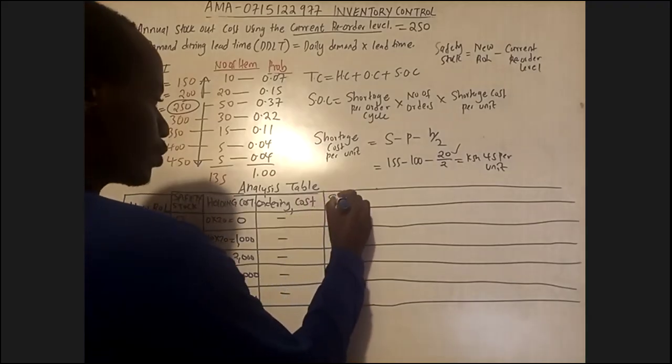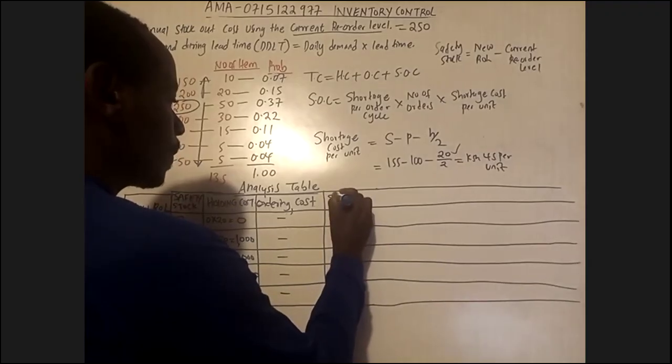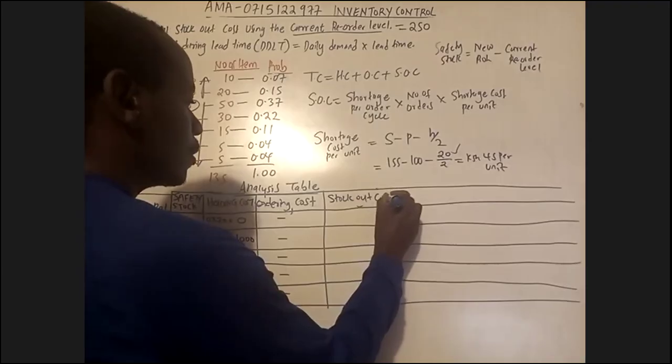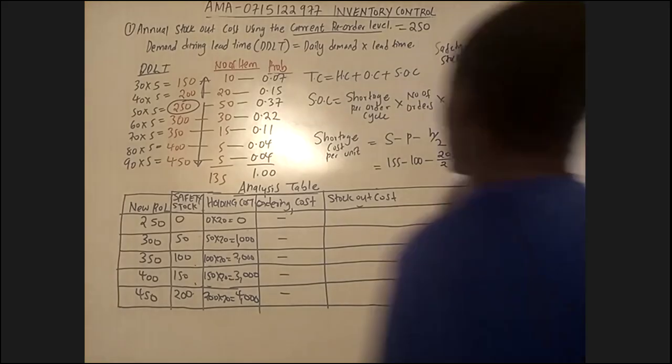Now to calculate, not safety, stock out cost. Na hapa ndo kuna mambo sasa. Stock out cost, remember, you need to consider your probability so that you can get the stock out cost. Then una multiply now the number of orders. What was the number of our orders? Ilikuwa 10. You need to compute number of orders.